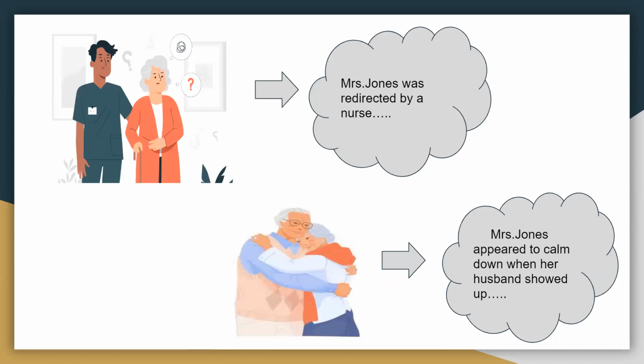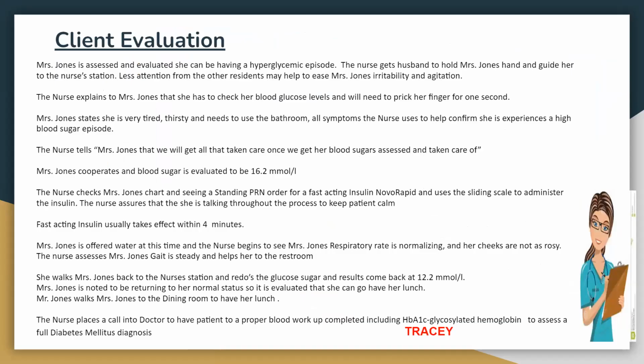Mrs. Jones at this time is redirected by the nurse to the nursing station. Mrs. Jones appears to be calmed down now that her husband has showed up. In the client evaluation, Mrs. Jones is assessed and evaluated. She can be having a hyperglycemic episode.